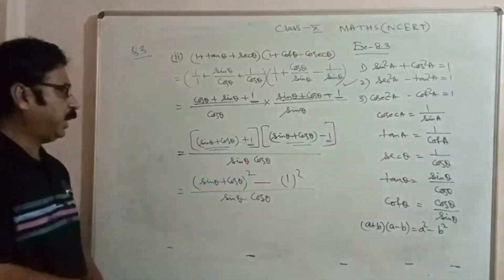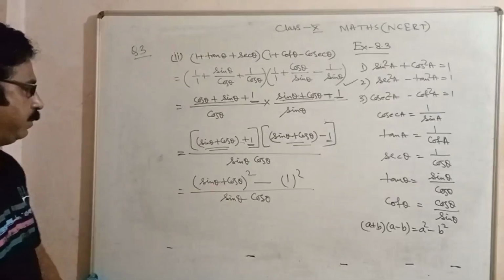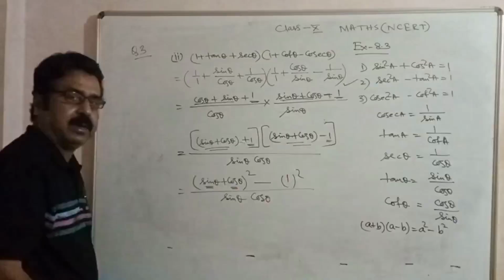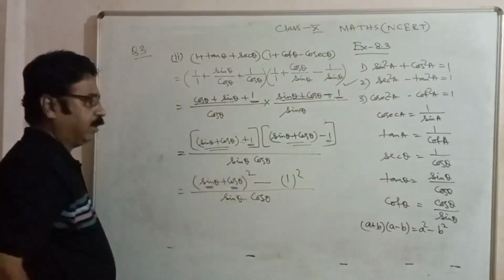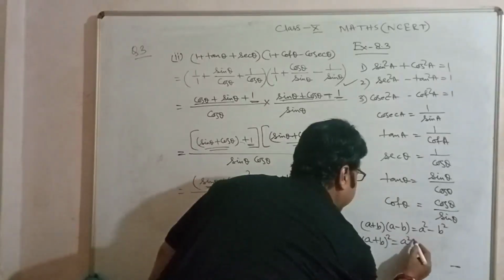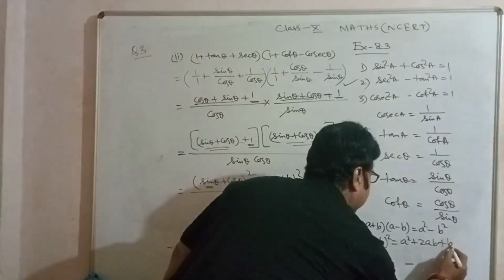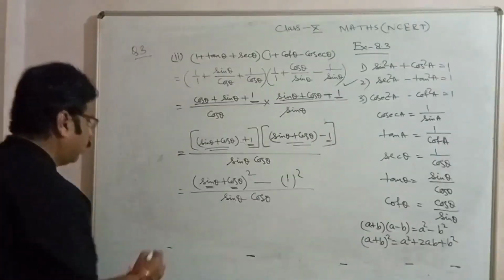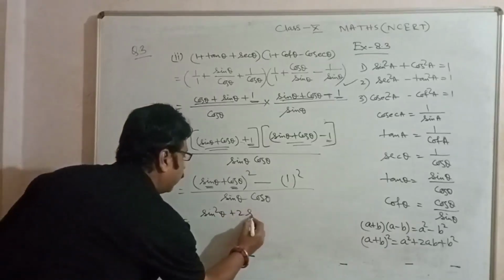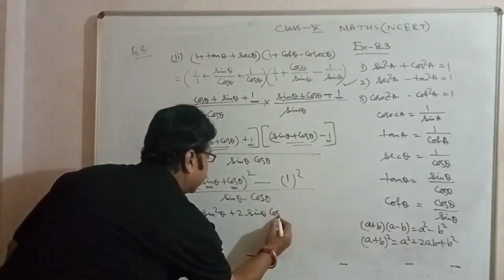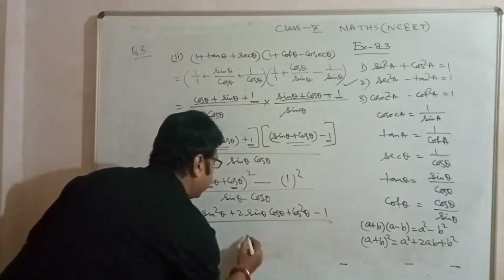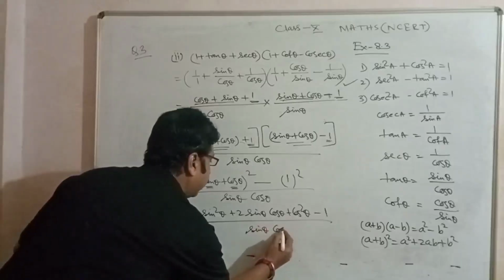Here B is 1. A is sin theta plus cos theta. Now in A, sin theta is A and cos theta is B. A plus B whole square means A square plus 2AB plus B square. We can write sin square theta plus 2 into sin theta into cos theta plus cos square theta minus 1 upon sin theta into cos theta.